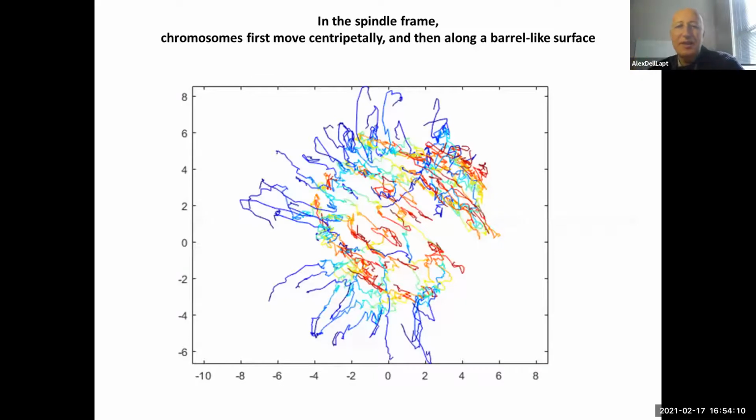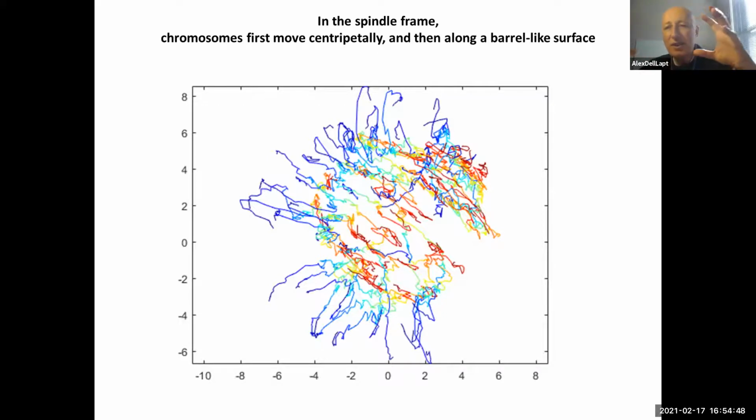So we started to analyze it computationally. First, we simply plotted the trajectories of multiple kinetochores and saw how they move. What you see here is the trajectory of all the chromosomes, which is basically the midpoint between two kinetochores. The trajectories are color-coded, so that the early part of the trajectory is a cold color and the late part is the hot color. And this is done in the frame of the spindle. That's what we realized earlier.